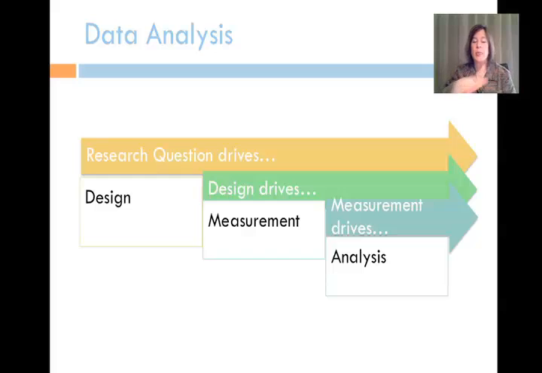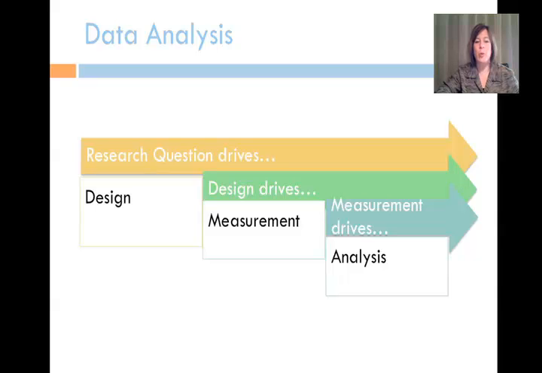This is an important graphic because the statistics that we can use are dependent on the things that come before it in the research process. Research question drives the design. Your research design drives how your variables are measured, and that measurement leads us to what statistics can be used.